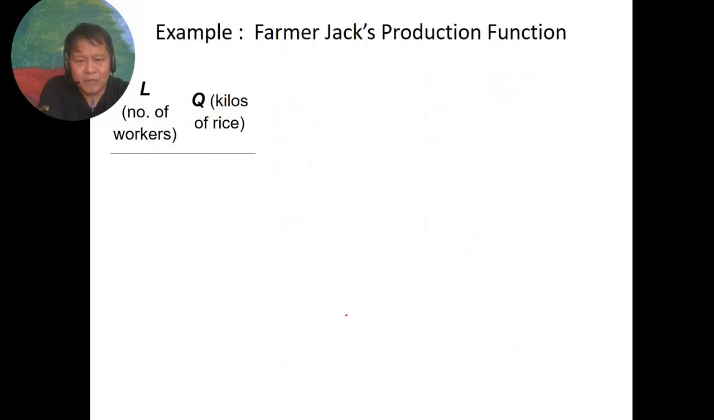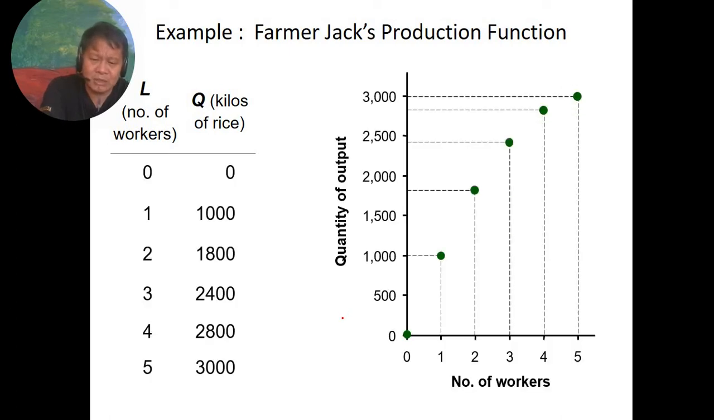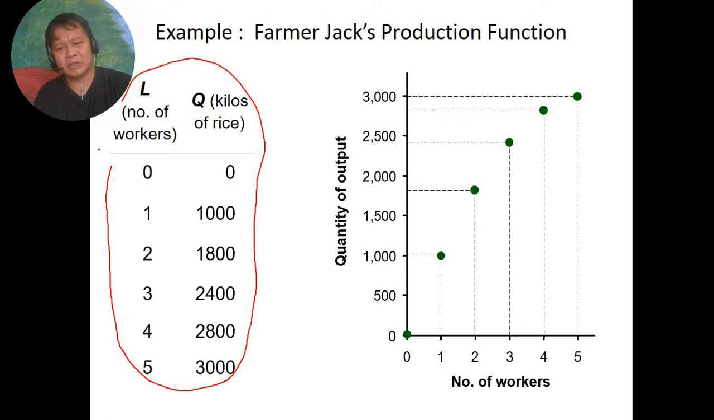So, okay, example, farmer Jack's production function. So, remember that, recall that. Jack is owner of a firm in rice production. He hires laborers from the household in 5 hectares of land. Now, for example, let us look at this one. So, this is now the production schedule. This is the production schedule or the production table of Jack's rice production, okay?